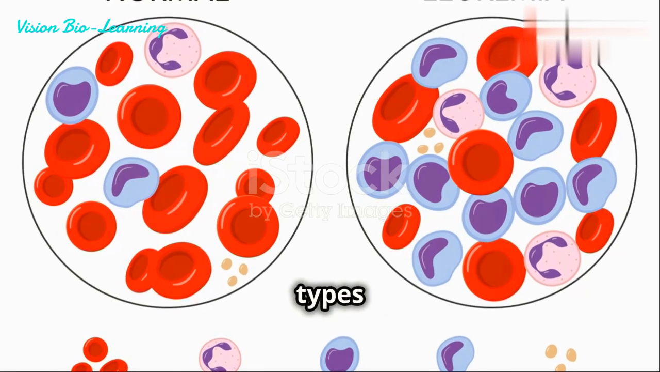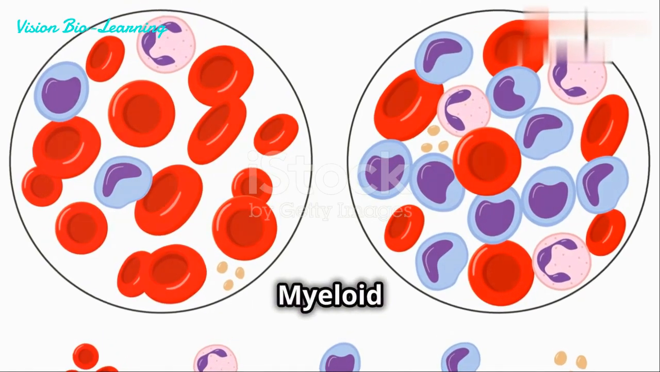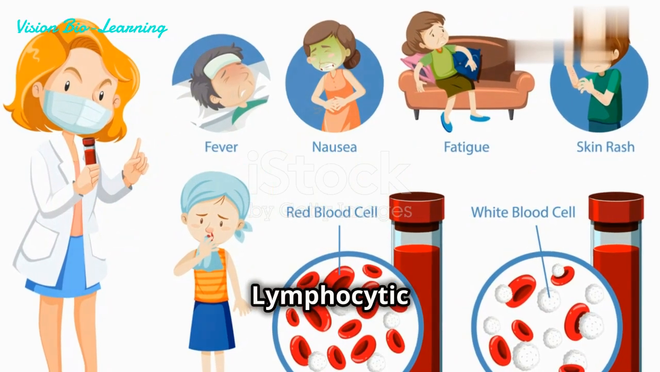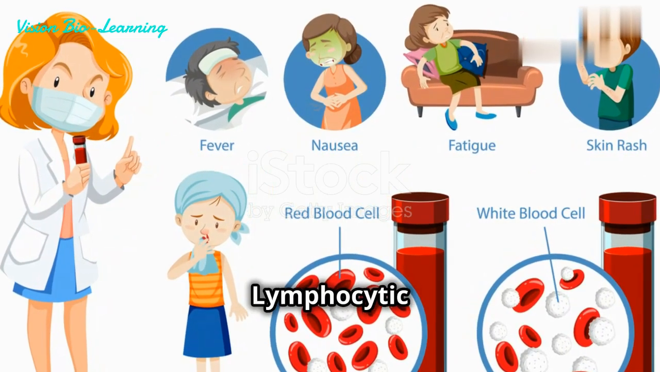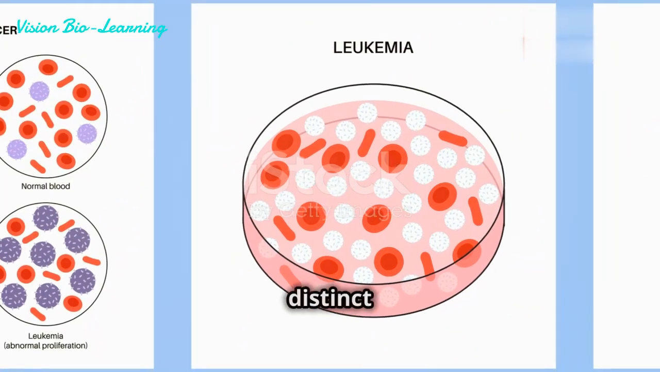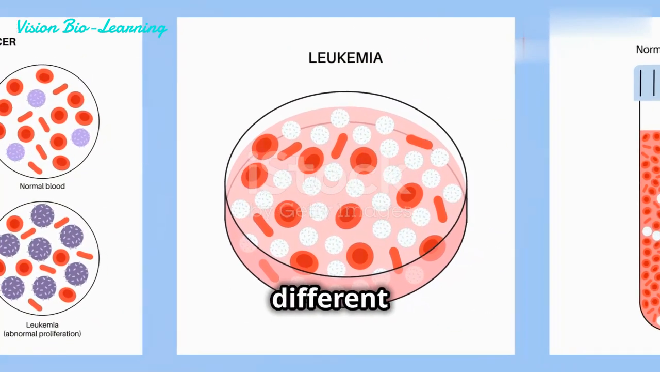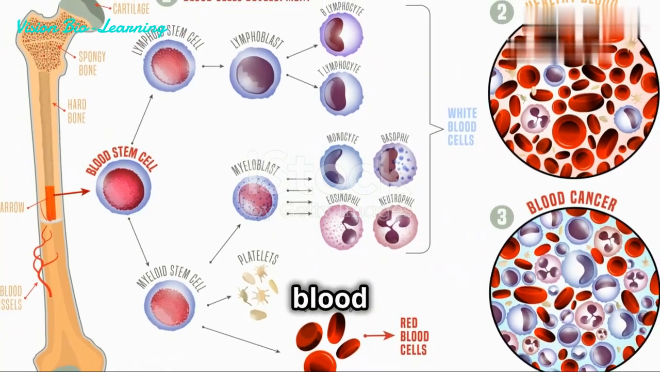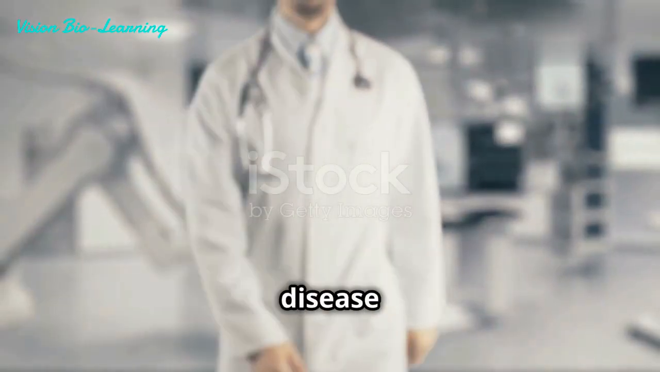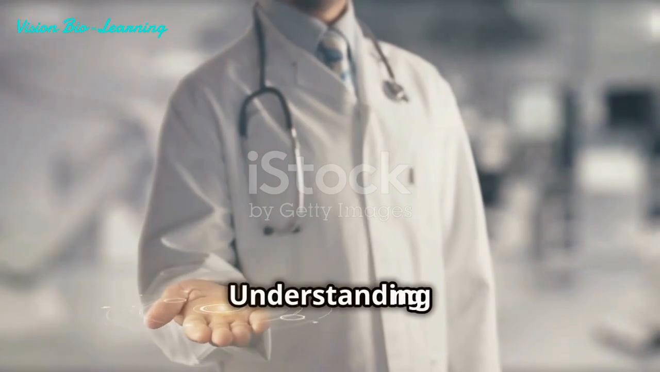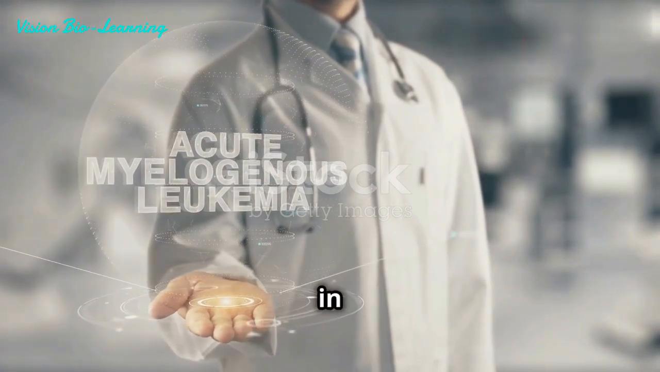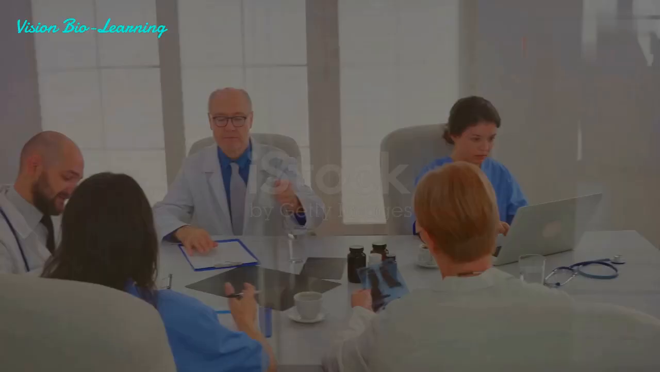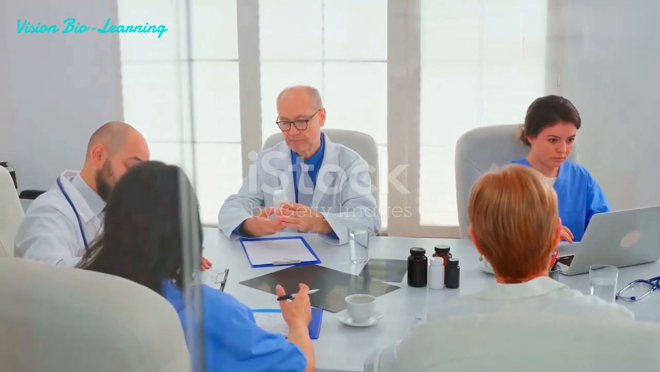There are 4 common types of leukemia: acute myeloid leukemia, chronic myeloid leukemia, acute lymphocytic leukemia, and chronic lymphocytic leukemia. Each type has distinct characteristics and affects different populations. These types are classified based on the type of white blood cell affected and the speed of disease progression. Understanding these classifications helps in determining the most effective treatment options and prognosis for patients.